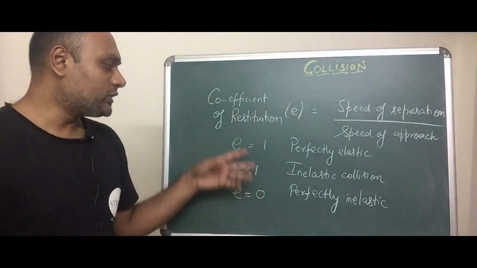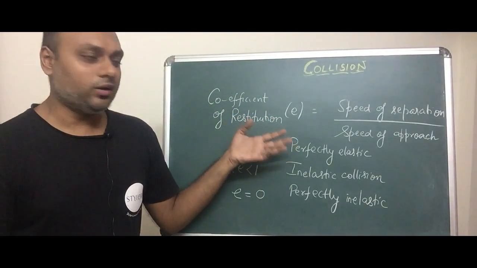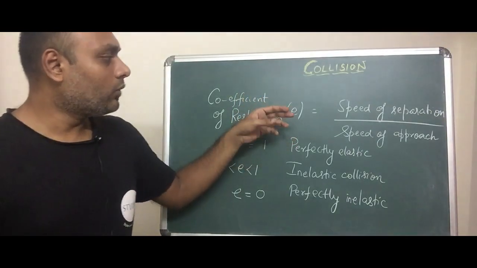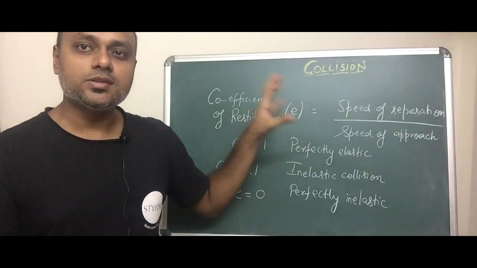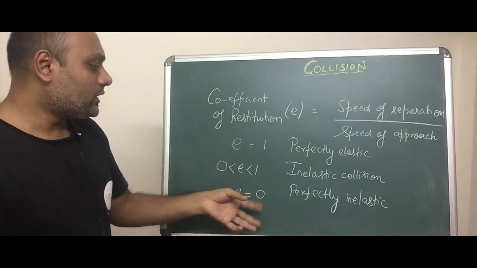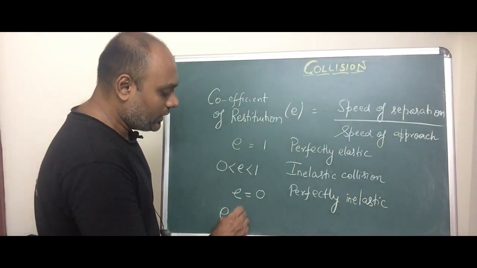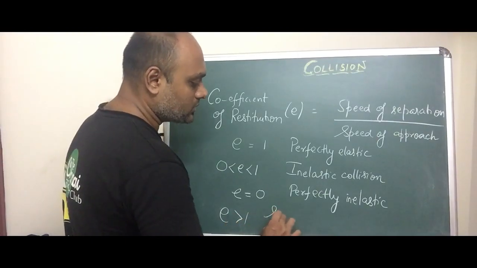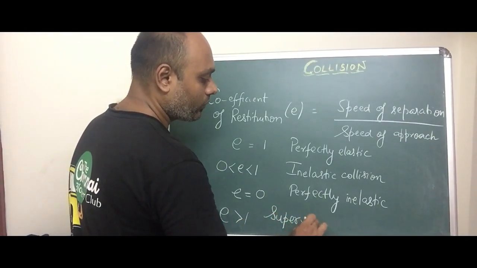Now, there is also a situation where this e value might turn out to be more than 1. Those cases are not going to be for rigid objects. I can just give you the name for this: when e is greater than 1, the collision will be termed a super elastic collision.